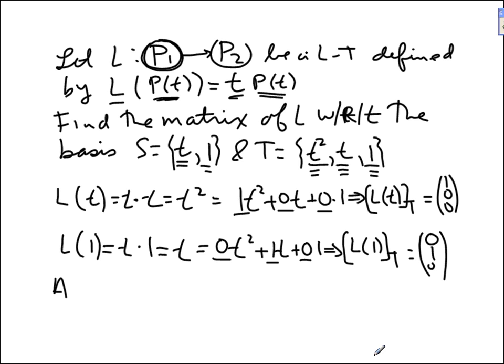And those are both natural bases. So A is 1, 0, 0 for the first column, and the second column is 0, 1, 0. That is the matrix A. I'll leave it on the bottom.